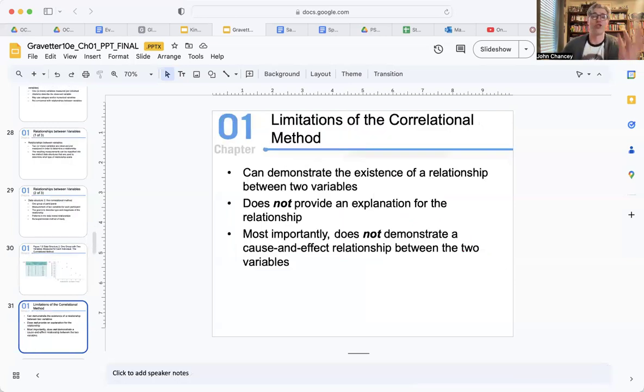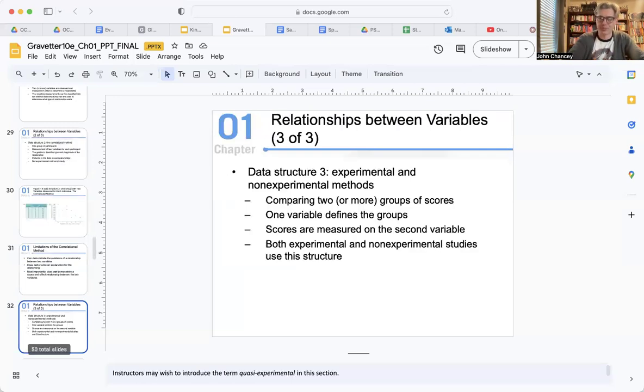Okay, correlation's really cool, but as I outlined, all it does is demonstrate the existence of the relationship. It doesn't provide a causal explanation. It doesn't say this variable causes the other variable. It just says they're related. It's a starting point. We have to perform other statistics, which we'll talk about later on, if we really want to dig into the nature of the relationship.